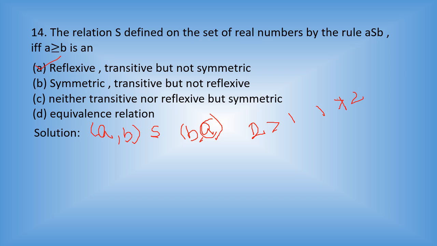If you want, you can check. Option B having symmetric, transitive. Clearly, this is not symmetric. Therefore, this is not an option. In option C also, neither transitive nor reflexive but symmetric. Yes, clearly this is not symmetric. Therefore, this is not the option. Equivalence relation, clearly this is not symmetric. This will not be the option. For all the three, this is not symmetric. That will be the reason.